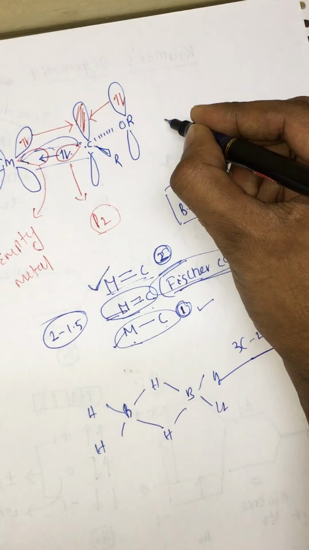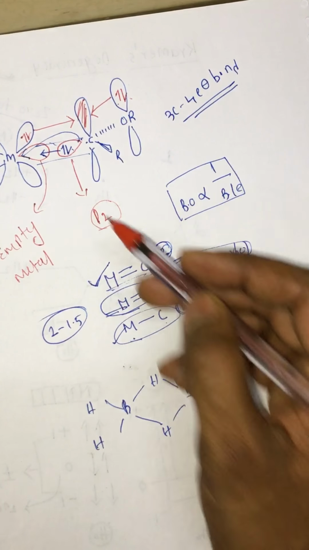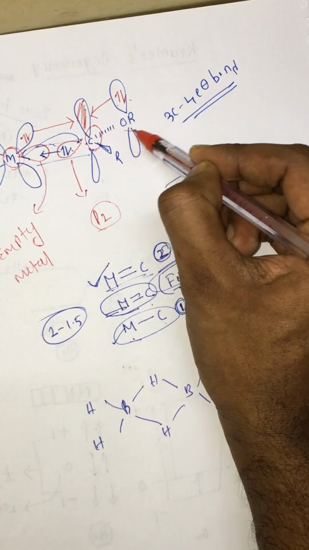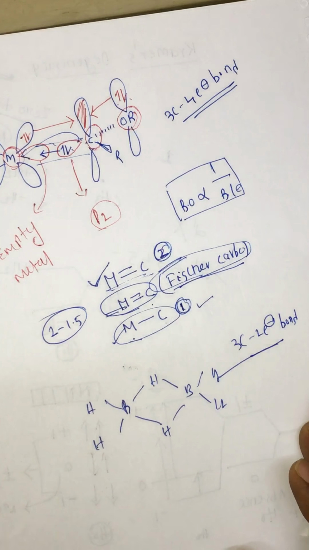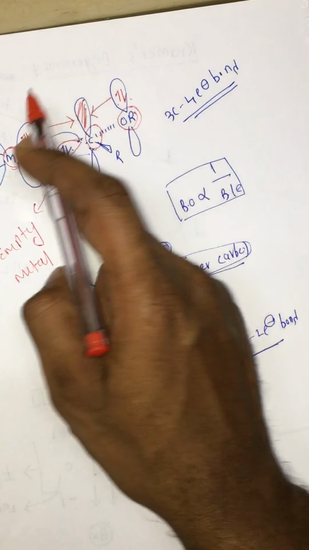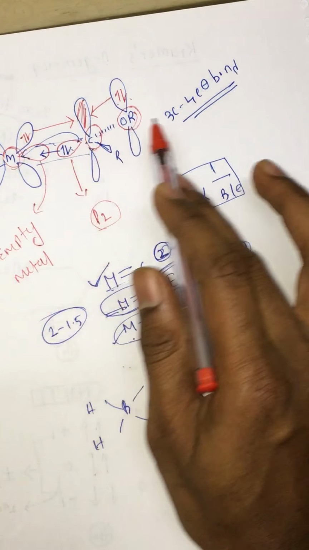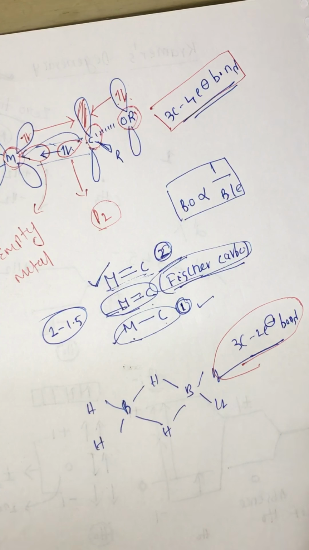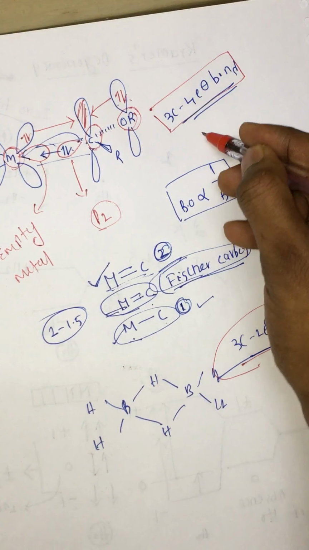We can see this in the MO diagram. There are 1, 2, 3, 4 electrons. So it is having 3 centers. One is the metal center, another is the carbon center, and another is this pi donor ligand. So 4 electrons lie on the 3 centers. Because of that reason, in the case of Fischer carbene, we have a 3-centered 4 electronic bond. In the case of diborane, we have a 3-centered 2 electronic bond. This is very, very important.